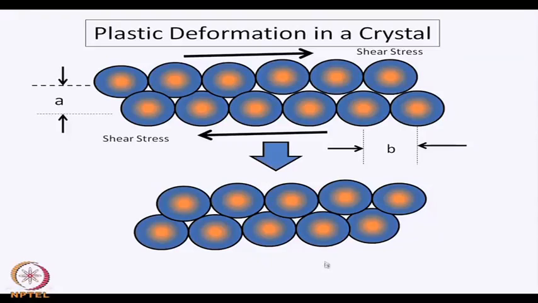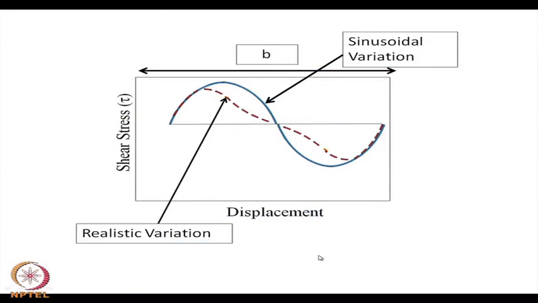So, as a result, you can plot the variation of stress as a function of the distance, the interatomic spacing. That is plotted in the next slide. This is basically a sinusoidal curve. On this side the vertical axis is stress and the horizontal axis is displacement. This is your b, the total distance, the interatomic spacing.